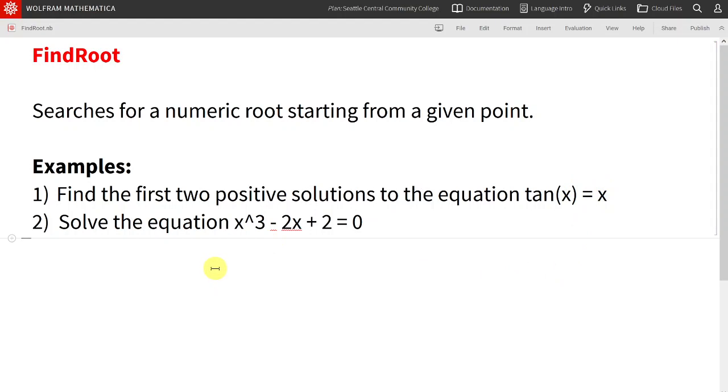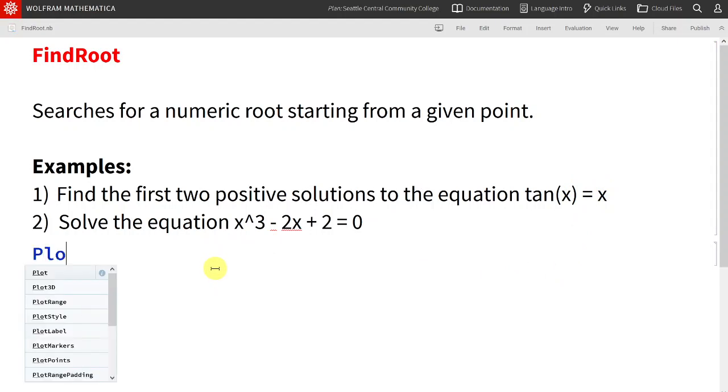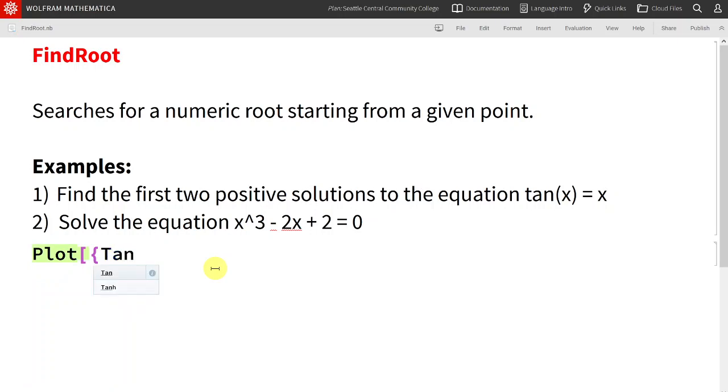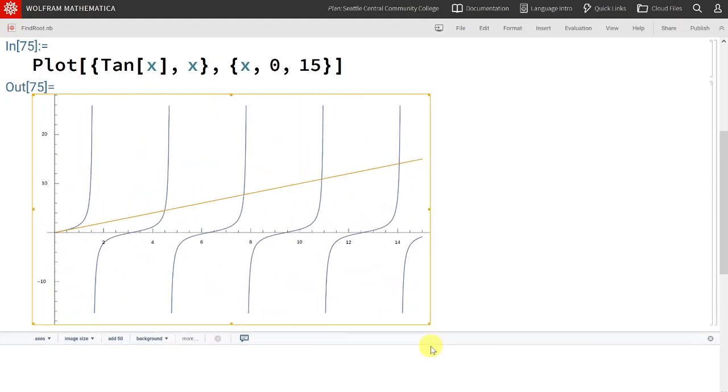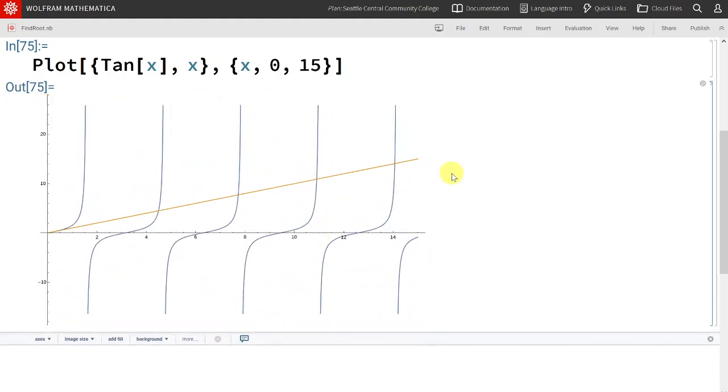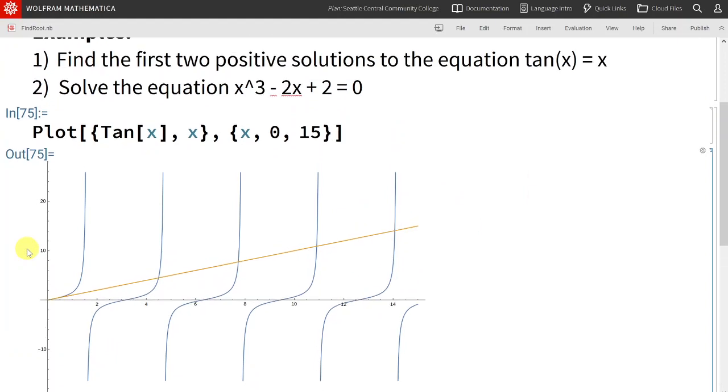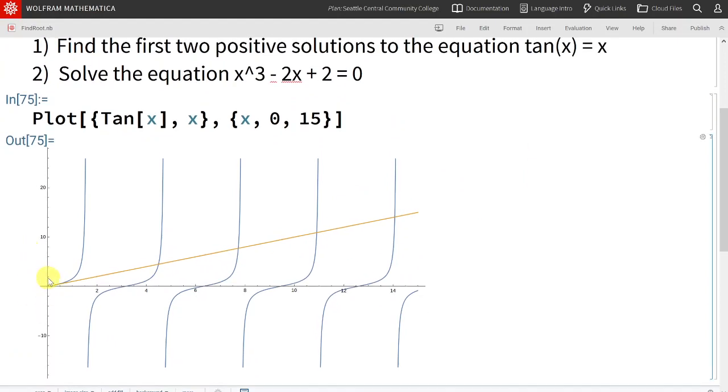First, find the first two positive solutions to the equation tangent of x equals x. Before we use the FindRoot command, let's plot on the same graph both y equals tangent of x and y equals x. We will plot from 0 to 15. What we see in this graph is that the equation tangent of x equals x has infinitely many solutions. There's one solution here at x equals 0, and then we have infinitely many solutions continuing on.